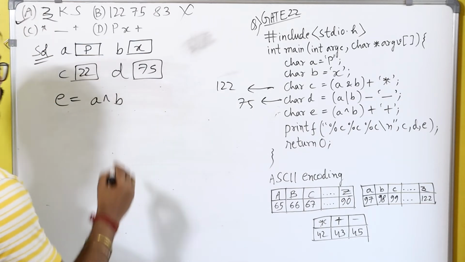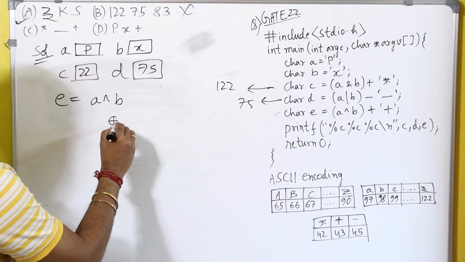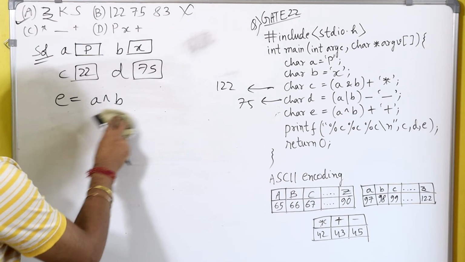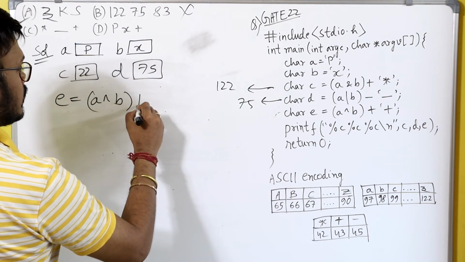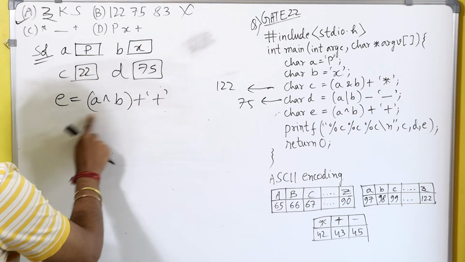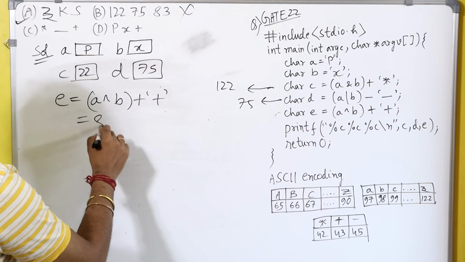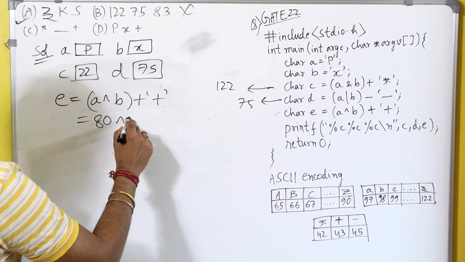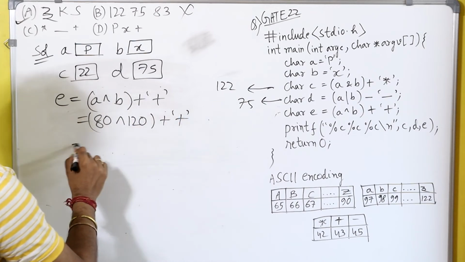So in general mathematics we use this operation for exclusive OR operator, but in C programming we use this operator. Fine. To represent exclusive OR. Okay. So then what's written? Plus, then plus. So just solve this. So what is A? A is P, that is what? 80. Exclusive OR B. What is B? B is X, that is 120. Fine. Okay. So let's solve this.